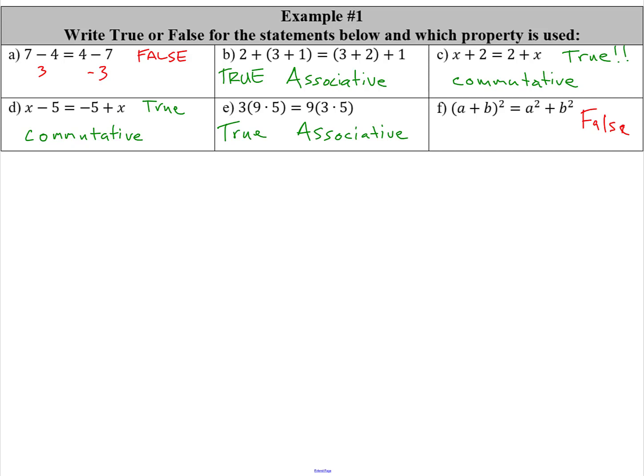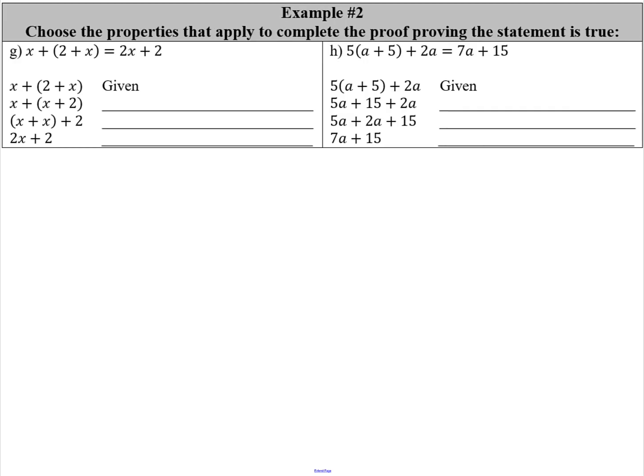Okay, moving on. Example number 2. This is asking us to choose the properties that apply to complete this proof, proving that the statement is true. Letter G, we have our statement. x plus 2 plus x is equal to 2x plus 2. So let's start with, we're trying to find what this is equal to right here.